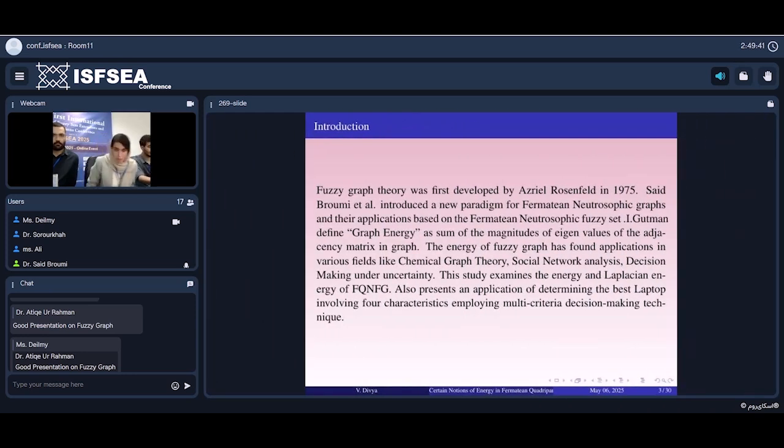So fuzzy graph theory was first developed by Rosenfeld, and Sameena et al. introduced a new paradigm for Fermatean neutrosophic fuzzy graph. Based on that, I have developed my topic in quadripartition. Next, Gutman introduced graph energy, and later it was applied to fuzzy graphs, intuitionistic, neutrosophic, etc.